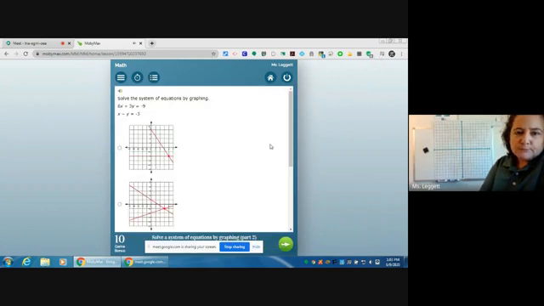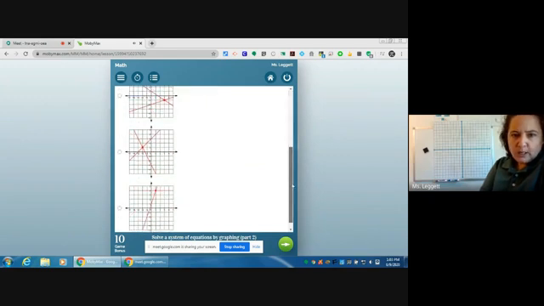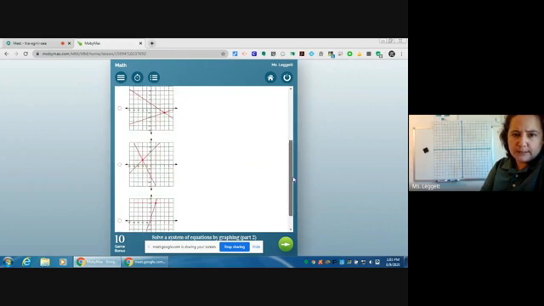Solve the system of equations by graphing 6x plus 3y equals negative 9 and x minus y equals negative 3. Okay, so we have 4 choices total. Always remember to scroll down like this.